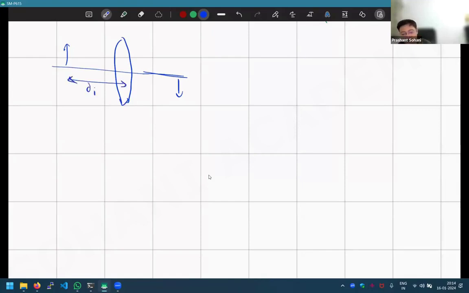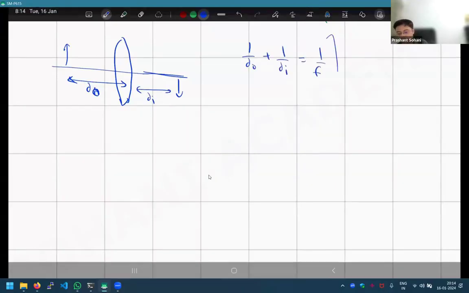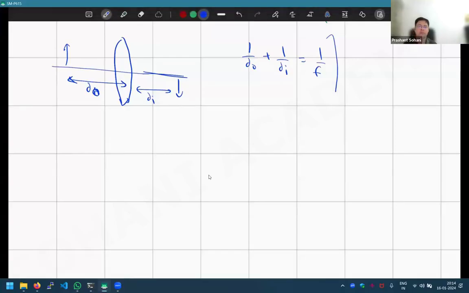So if I call this the DI, DO is the distance of the object and DI is the distance of the image, right? So I said that 1 upon DO plus 1 upon DI is equal to 1 upon F, where F is the focal length, right? So I hope everybody remembers this formula from last time. But one interesting addition to that is that this is our distances from the lens.